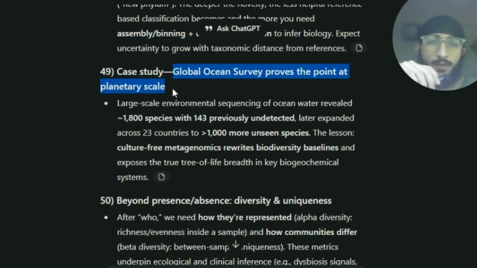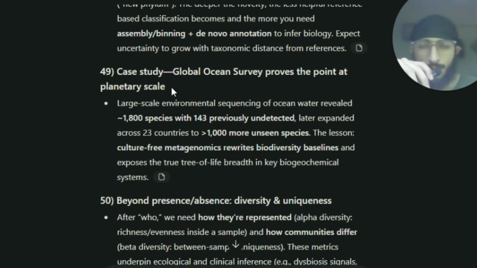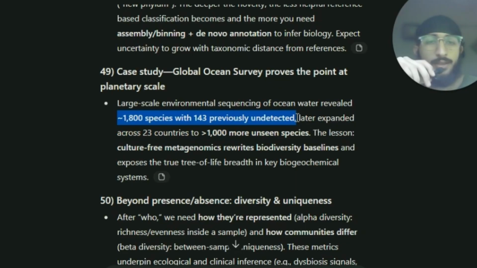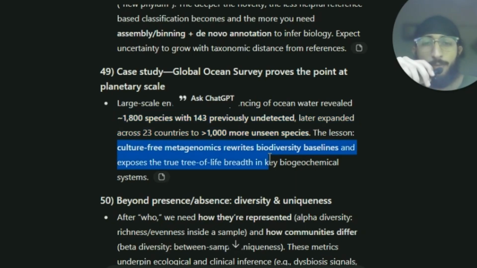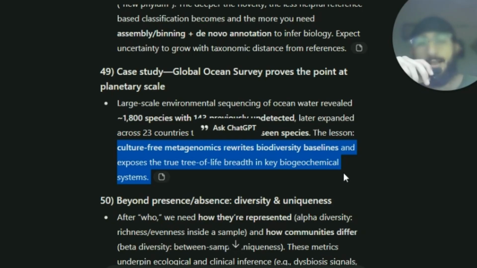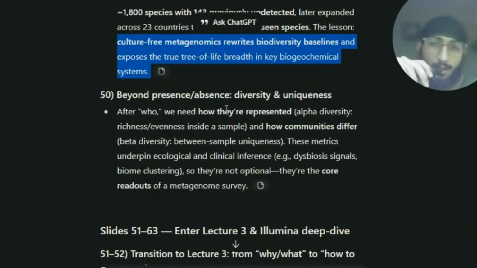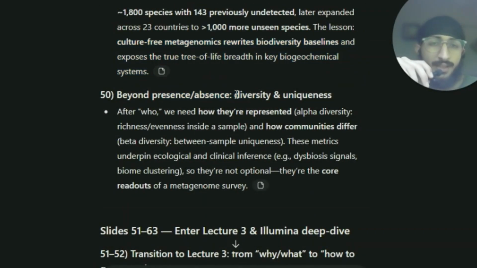Case study: the Global Ocean Survey proves the point at planetary scale. Large-scale environmental sequencing of ocean water revealed around 1,800 species, with 143 previously undetected, later expanded across 23 countries to more than 1,000 more unseen species. The lesson is that culture-free metagenomics rewrites biodiversity baselines and exposes the true breadth of the tree of life in key biogeochemical systems.